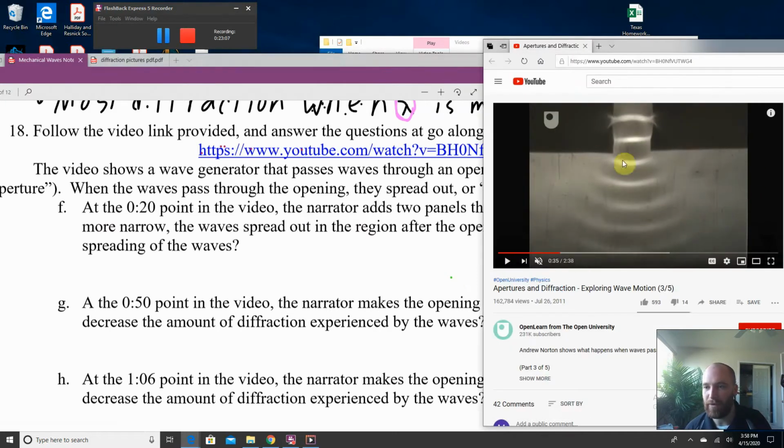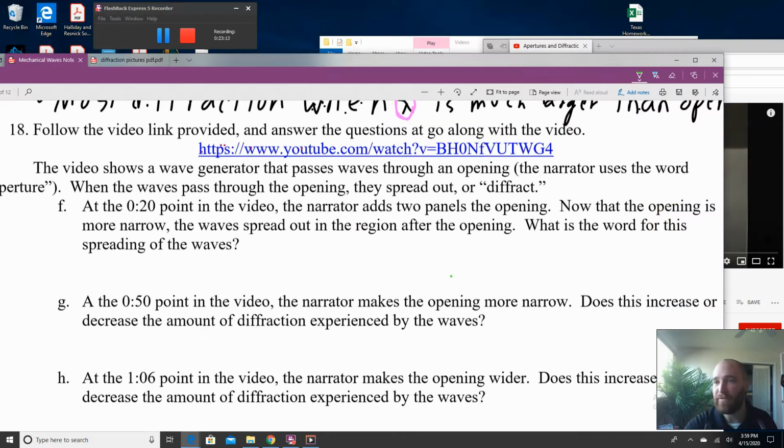And again, if I pause this, you see how they go through the opening and begin to bend around it? The word we have for that is diffraction. So that was all I was looking for there.